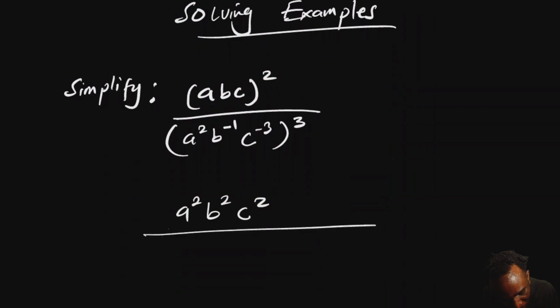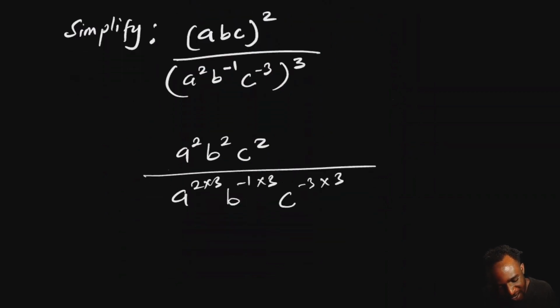And then we do the same for the denominator. We also have the bracket rule over here. So we have to multiply each power by the 3 outside. If we do that, we are going to get a raised to the power 2 times 3, b raised to the power minus 1 times 3, c raised to the power minus 3 times 3. So you just multiply each and every one of these powers by 3.